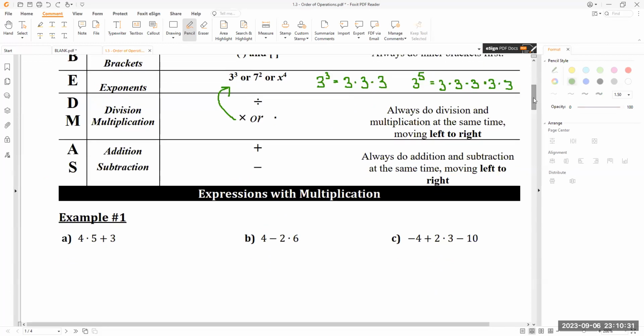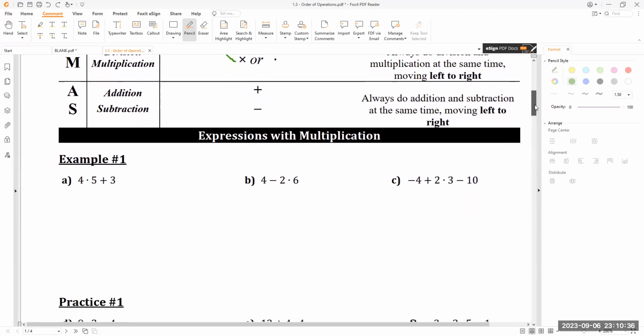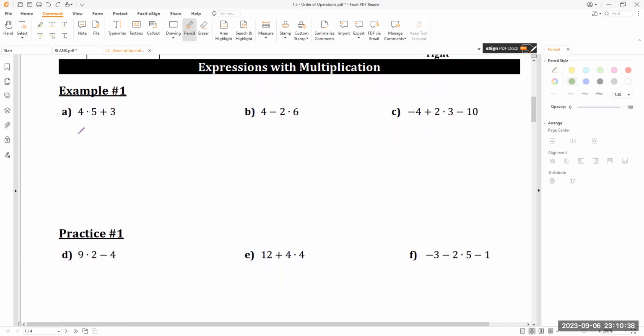How do you do that? Well, it's muscle memory. You need practice. So let's get some practice in. Expressions with multiplication. Again, I see a multiplication along with an addition. So what I sort of like to do, in times like this, when I have to, is literally take a finger.